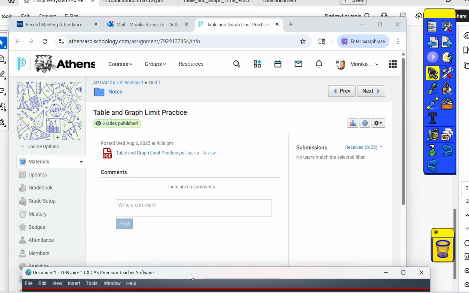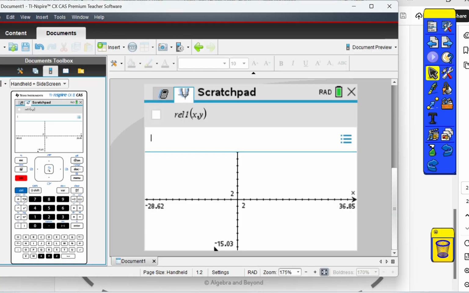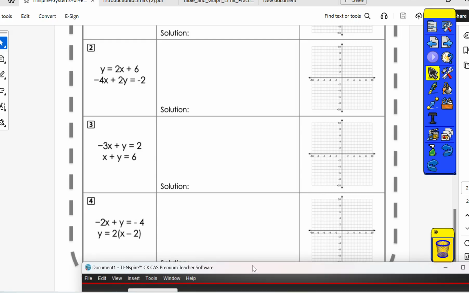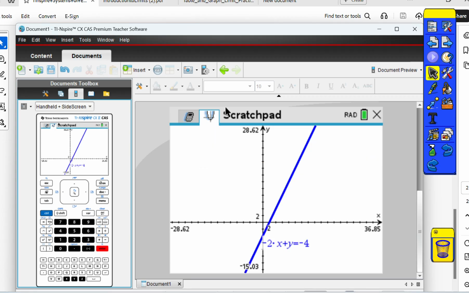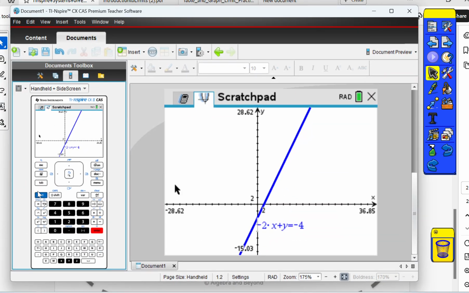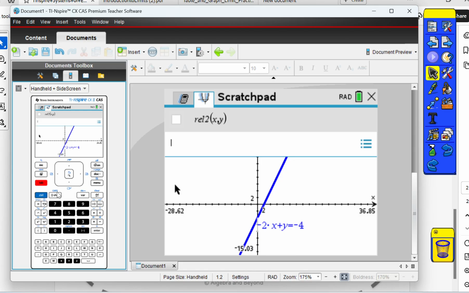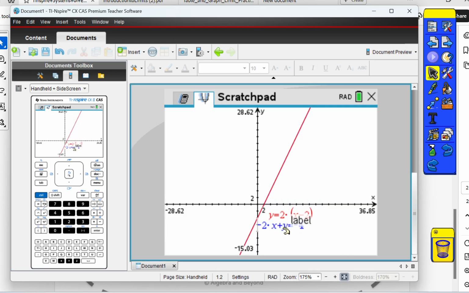Tab. There's too many tabs open on my screen right now. Okay. Negative 2x plus y equals negative 2. 2x plus y equals negative 4. I think that's what it was. Y equals 2 times x minus 2. Okay, so when I graph the last one, I end up getting the same line, one on top of the other. So, yes, all the points they share in common.